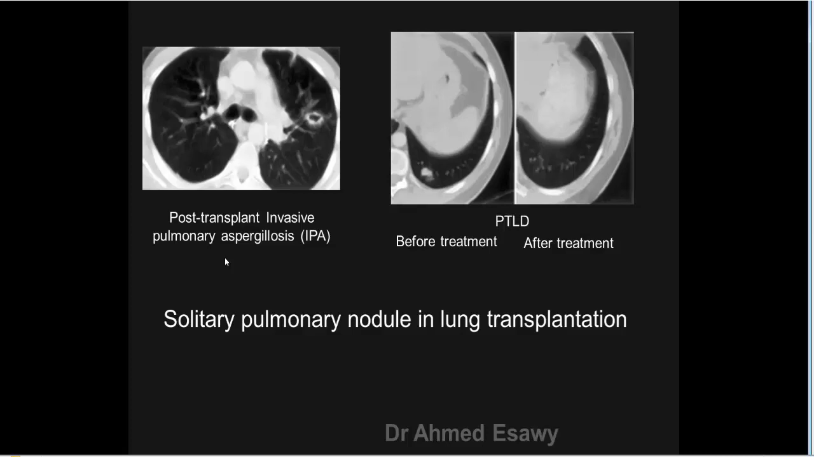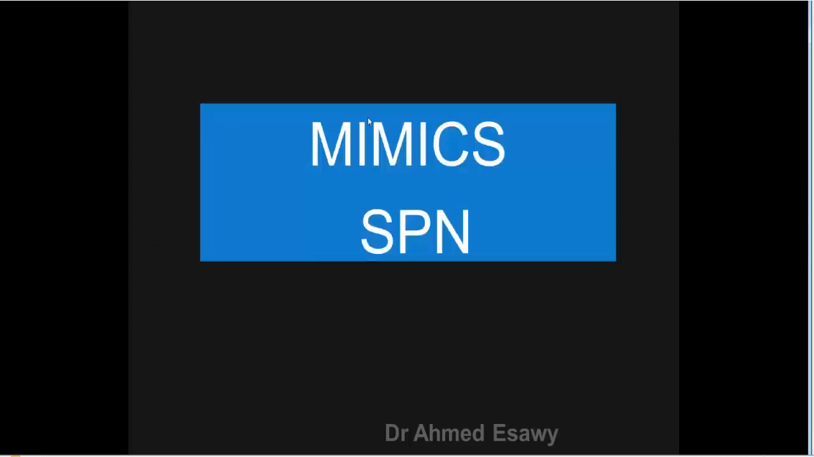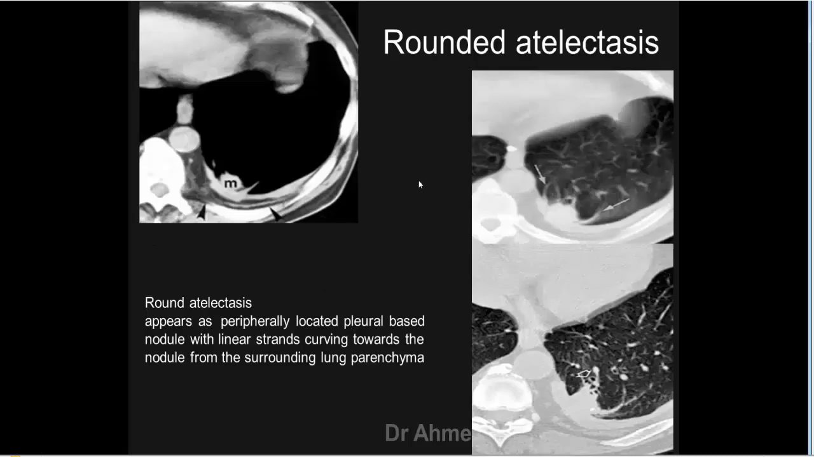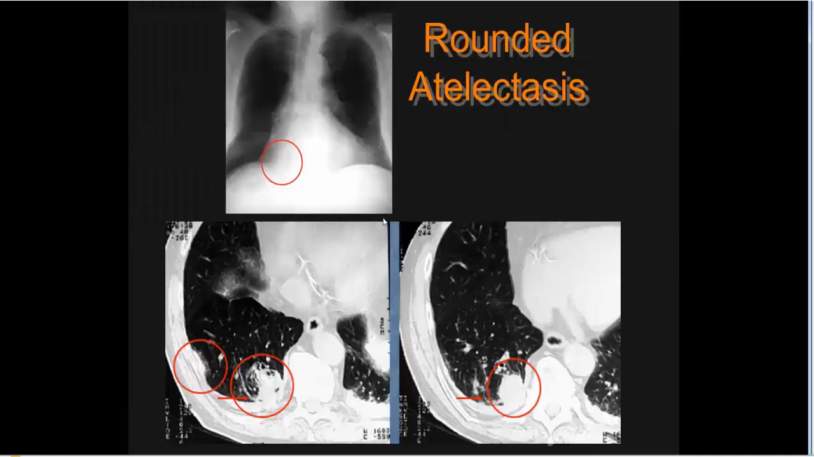After transplant operations, like renal transplant or liver transplant, we found fungal infection presenting as a solitary pulmonary nodule; before and after treatment it resolved. These are other mimics of solitary pulmonary nodule. Round atelectasis, one mimic of solitary pulmonary nodule, appears as a peripherally located pleural-based nodule with linear strands curving toward the nodule from the surrounding lung parenchyma. Round atelectasis, as was found.